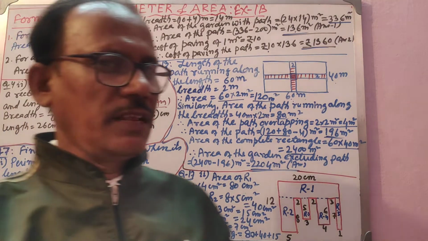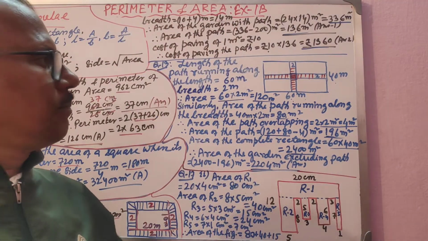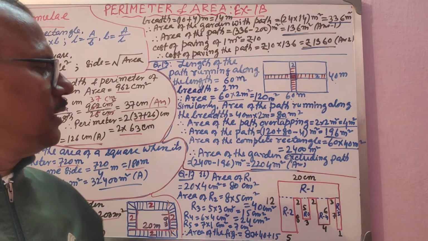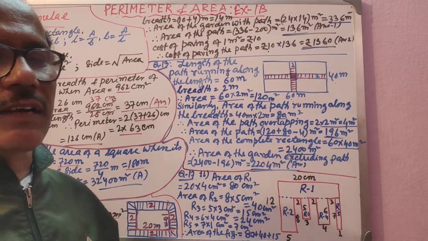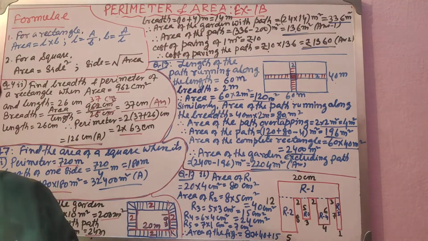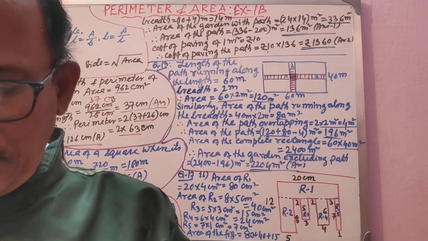This type of sum is very, very important. Could you understand? First you found out the area of the path running in between, of both paths. Then you subtracted that from the total area. Now I have taken another question. See, the remaining questions you try yourself. If you have difficulties, I am always there.